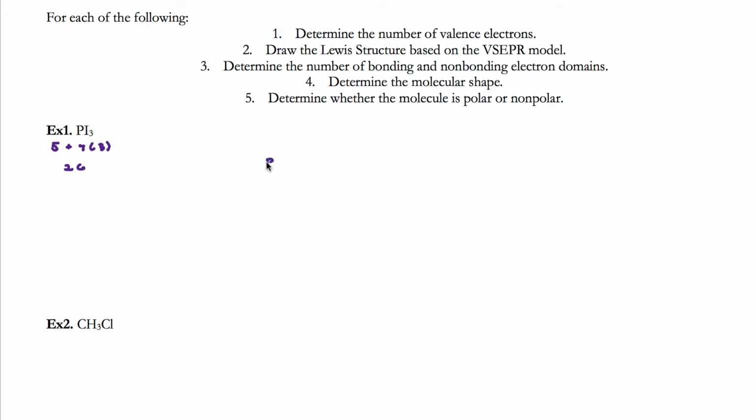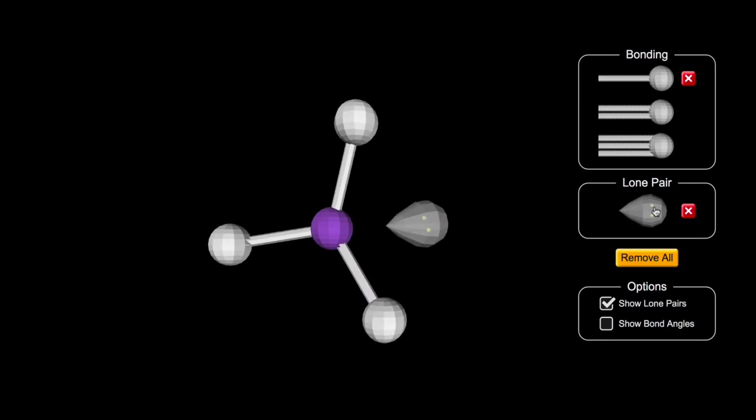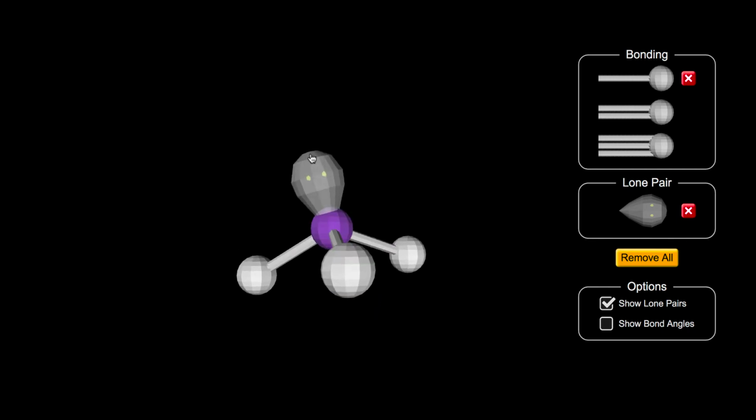I'm now going to draw out PI3. I've got 3 iodines sharing electrons. My next step is to make sure everyone has an octet. So iodine right now has 2, 4, 6, 8, 2, 4, 6, 8, 2, 4, 6, 8. Phosphorus here has 2, 4, 6, so I need to make that 8. Now let's look at the simulation to determine what the VSEPR model shows this would look like. I've got 3 atoms. I've got 1 lone pair. And so this is what the molecule would look like.